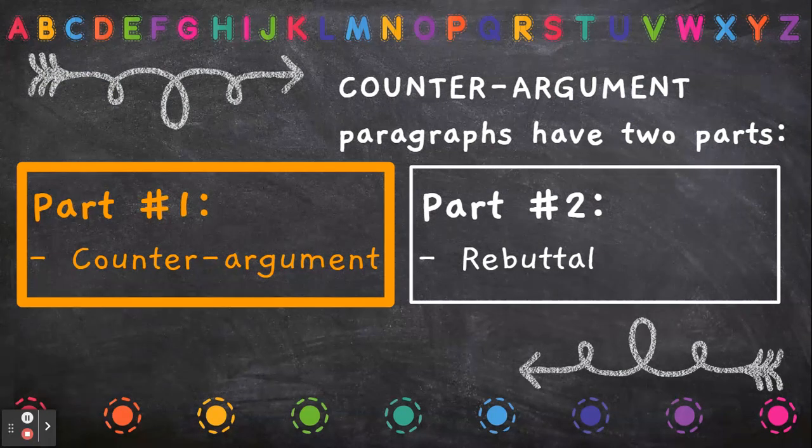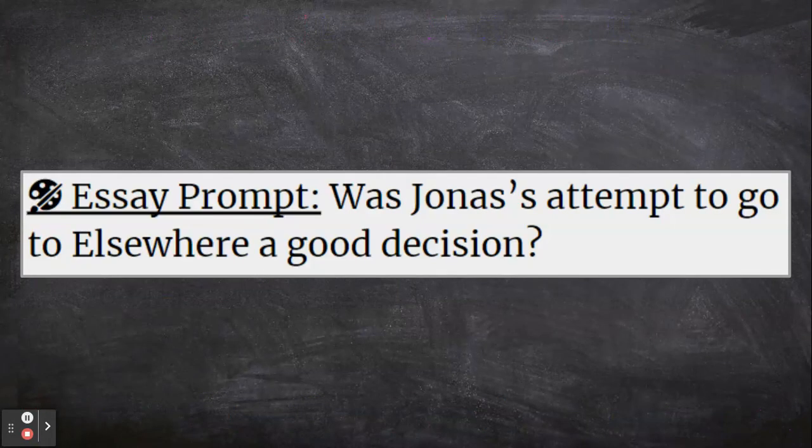Let's look at that first part, the counter-argument. I'm going to show an example, again, based off the question, was Jonas's attempt to go to Elsewhere a good decision? I said it was a bad decision. He shouldn't have tried. So my counter-argument would then show how maybe it was a good idea.